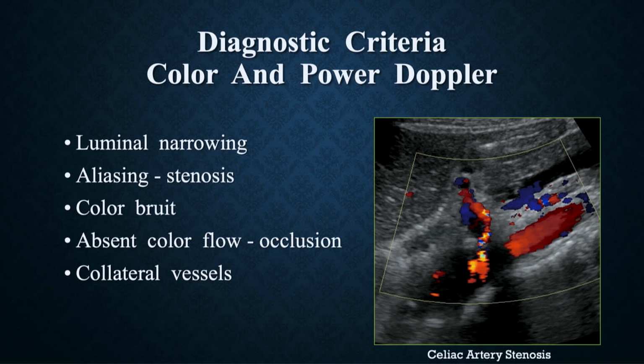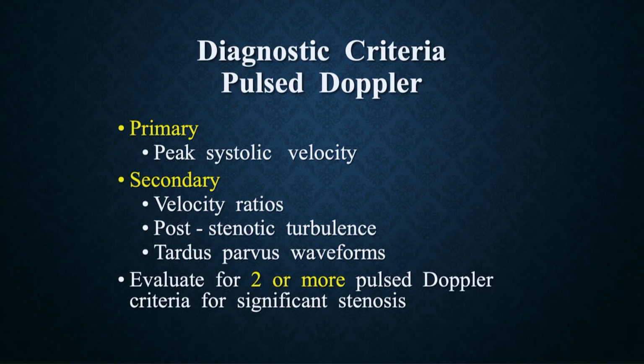Here's another example with the color on showing the narrowing at the origin of the celiac artery. We see the jet. We see the aliasing, so it's very straightforward. We know where to sample, and many times in real time, we'll see the color bruit, the flash that occurs in systole at the site of the stenosis.